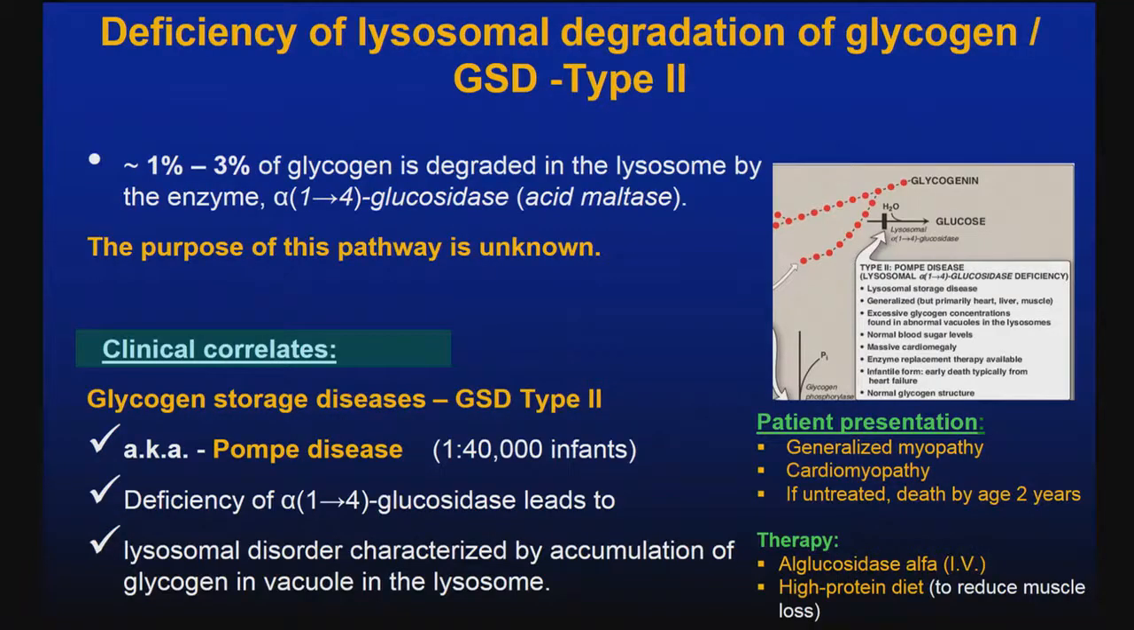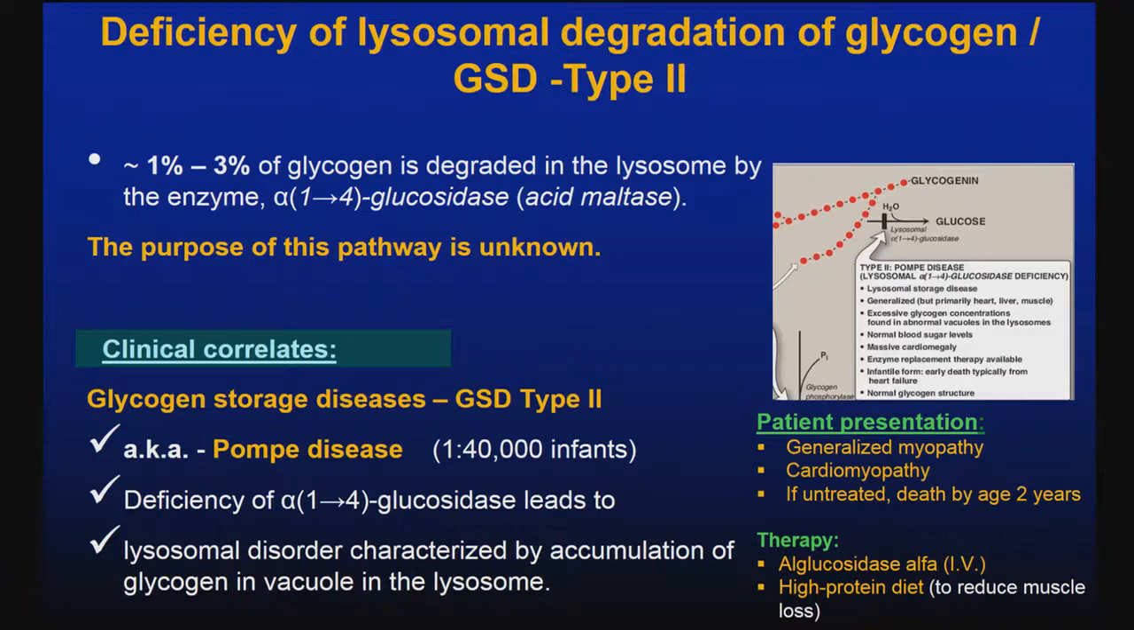Now the next one is glycogen storage disease type 2. The von Gierke disease is type 1, and this one is type 2. It turns out that about 1 to 3% of glycogen is degraded in the lysosomes. Nobody knows for sure what the function of that is. And there is a specific enzyme there called the alpha-1,4-glucosidase, sometimes called the lysosomal alpha-1,4-glucosidase enzyme. What that enzyme does, just like the phosphorylase, is remove the glucose from the tail.